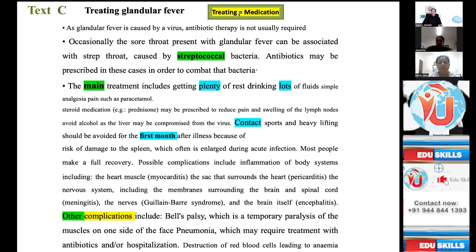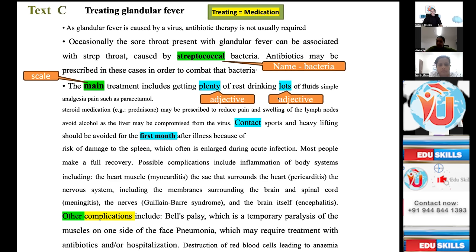Now we are going to the third text, treating glandular fever, treatment. Treating glandular fever means treatment or medication. Now you see what the things are here. This is the name of a bacteria. And this is scale, main, subordinate. And you have adjectives here, plenty and lots. You have a name of a sport as well as an adjective. Contact sports, or contact can be a qualifying adjective, whatever.